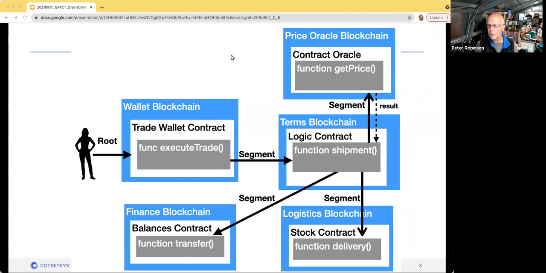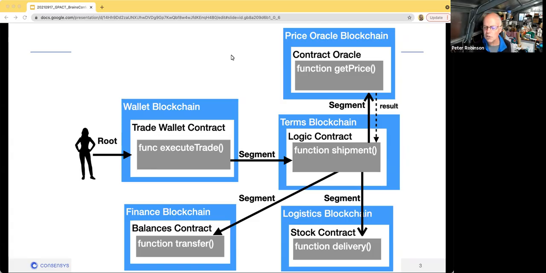And so a segment of the transaction goes to the terms blockchain. This is the blockchain which has the contract terms. So for the shipment, how much should be paid, how should the payment be calculated? And it goes to an Oracle blockchain where it gets the price and gets the result back as part of this call tree. It then talks to the finance blockchain and says, we need to transfer this amount of money between these accounts, given the shipment.